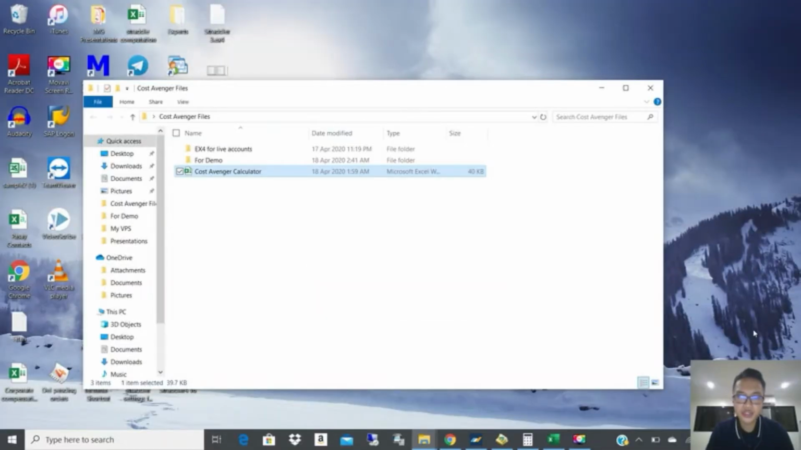Hi guys, this is Julius and I'm here to share my suggested settings of Cost Avenger and the money management of Cost Avenger. So I actually prepared some set files which you could use.